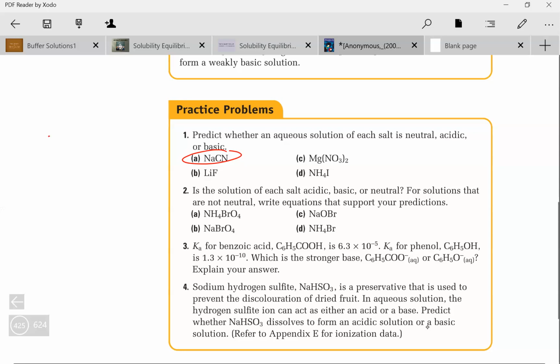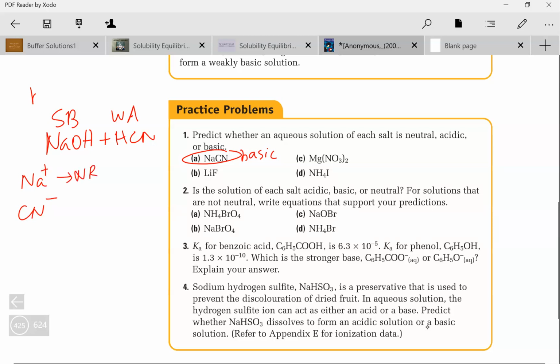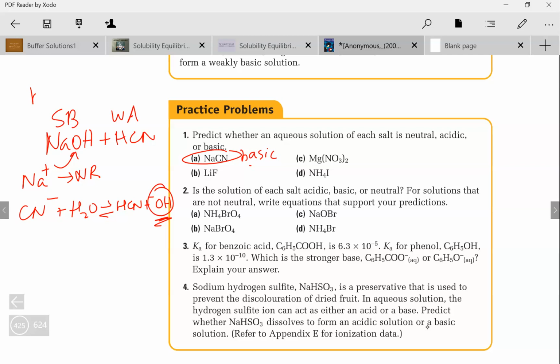NaCN comes from NaOH and HCN. This is a strong base, weak acid, therefore a basic salt. That's one way to do it. The other way to do it is to say NaCN splits into Na plus and CN minus. Na plus gives you no reaction because it comes from NaOH. CN minus does give you a reaction. It acts as a weak base in water to give you HCN and OH minus, which means that OH minus is produced, which means it's basic. Similar ideas, but same solution.